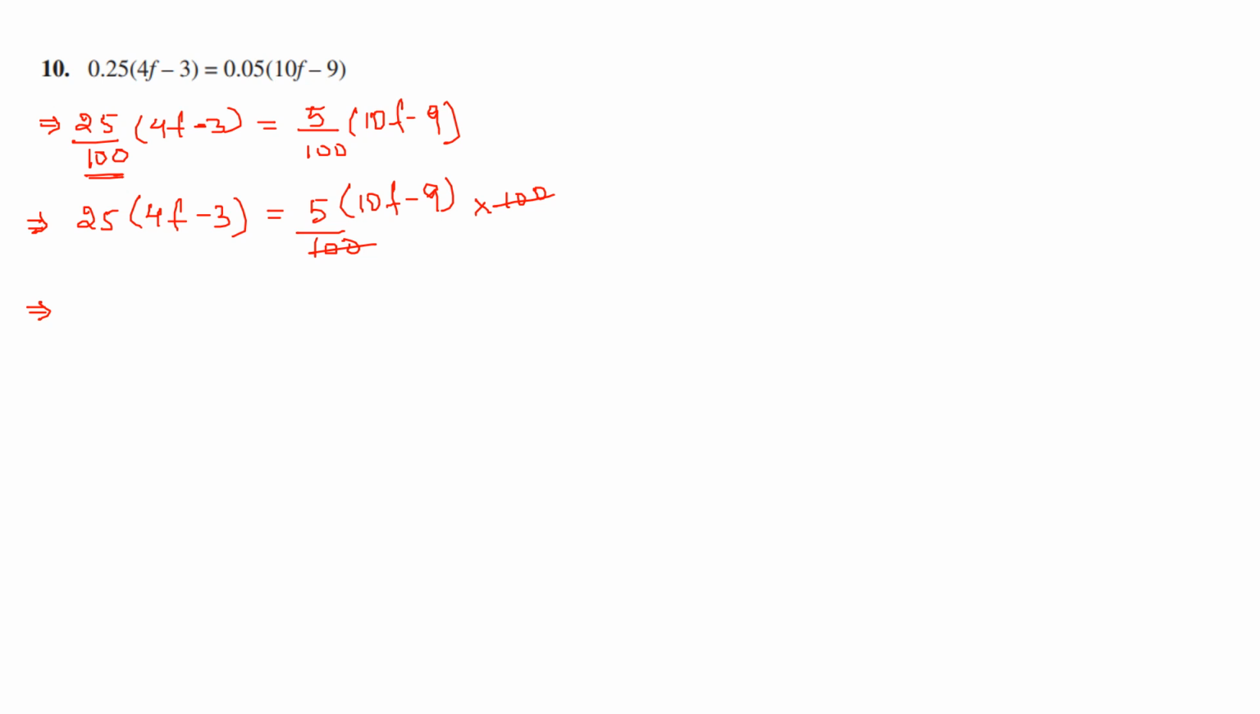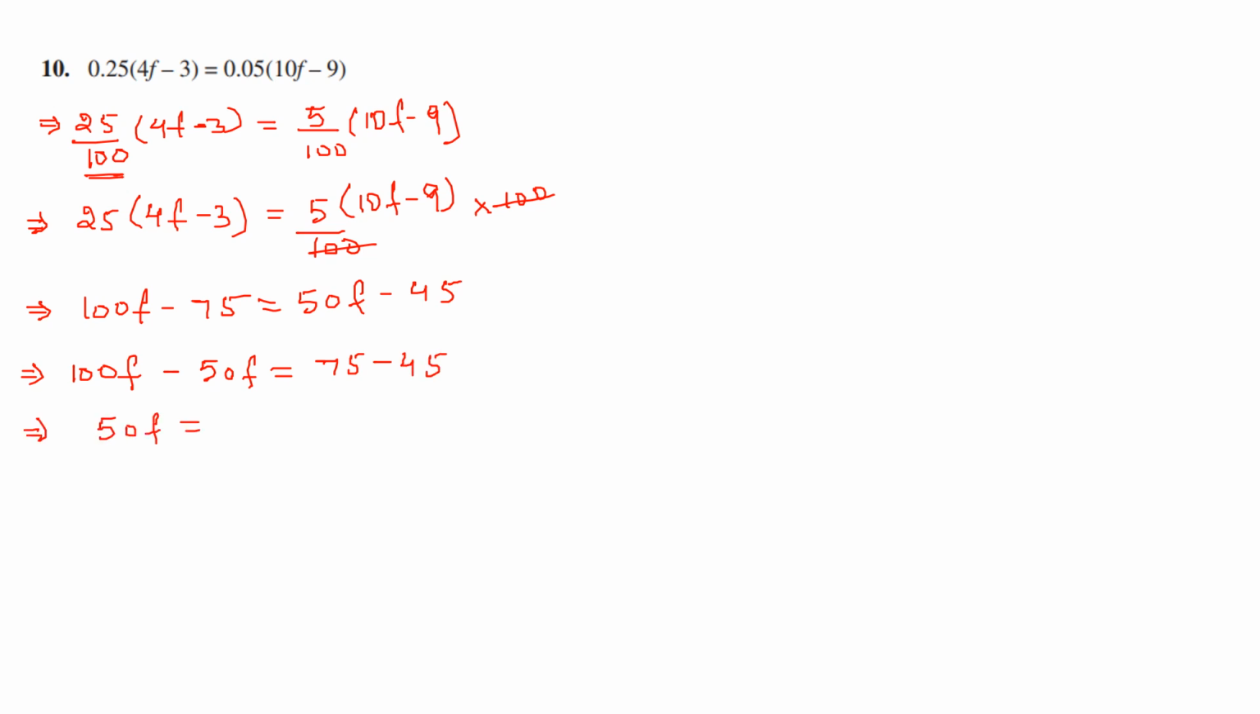So use the distributive property. 25 into 4 will give me 100f minus 25 into 3 will give me 75 equal to 5 into 10f will give me 50f minus 5 into 9 will give me 45. Then bring the variable to one side. So 100f minus 50f equal to minus 75. When you transpose, it will be plus 75 minus 45. So 100 minus 50 is 50f and 75 minus 45 is 30.